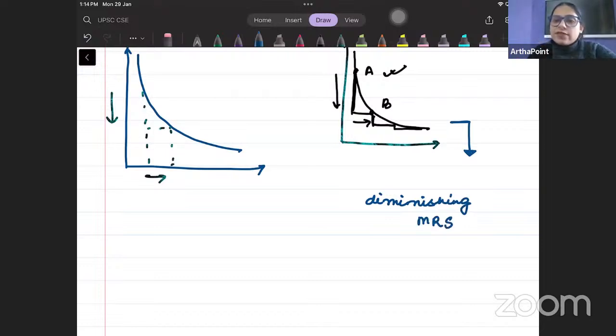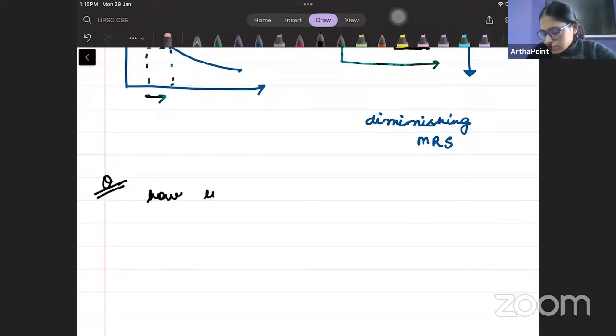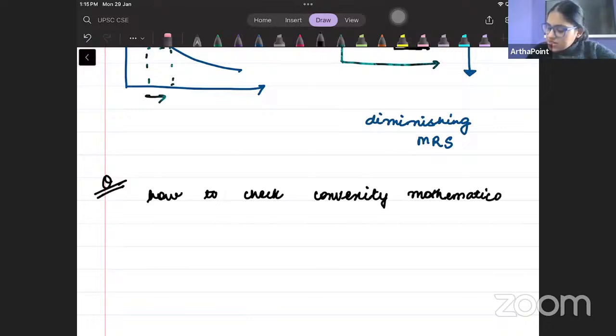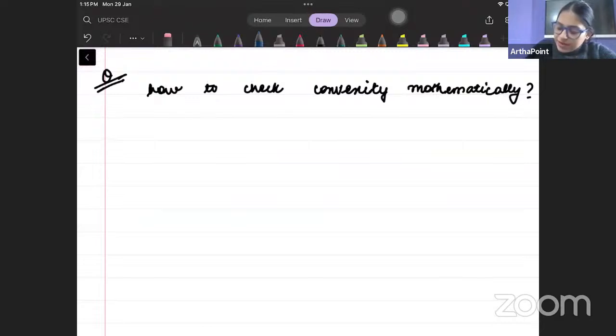Right? For convexity, we require diminishing MRS. Question: how to check convexity mathematically? हम मैथ्स में कॉन्वेक्सिटी कैसे चेक करते हैं? वेल बेटा, ट्राई टू सी दैट.